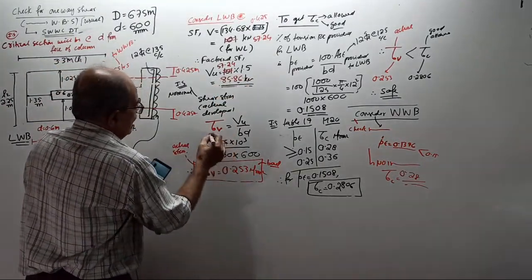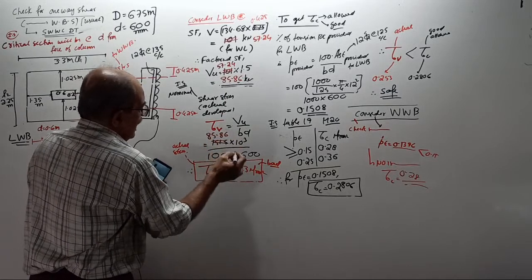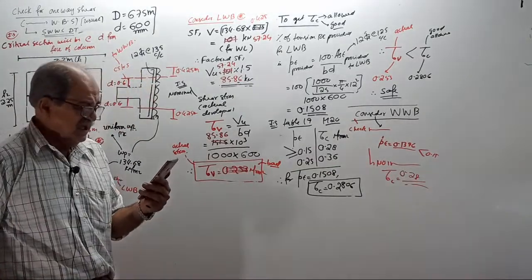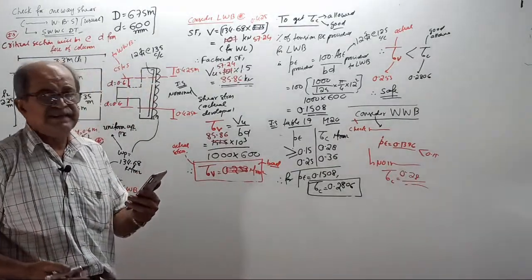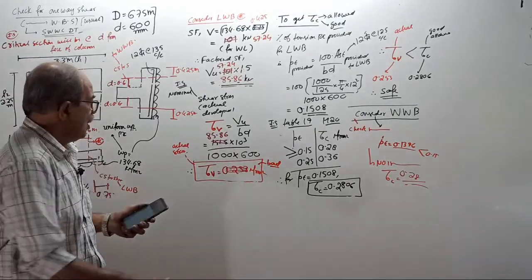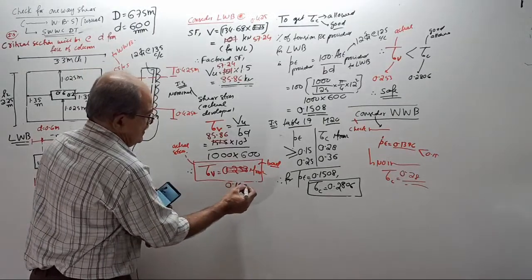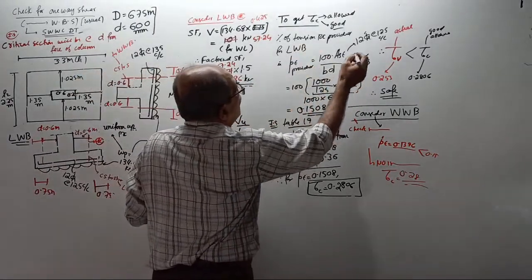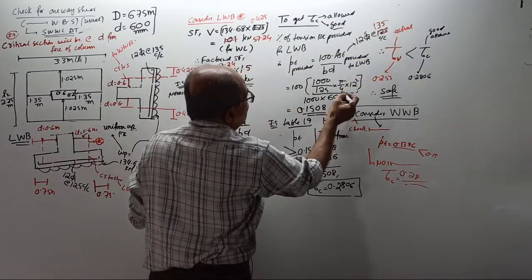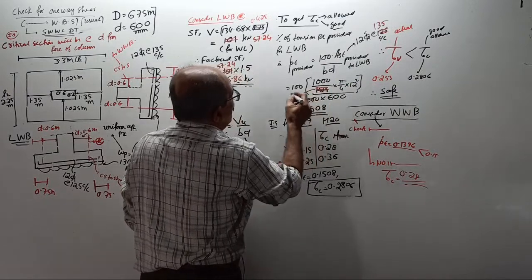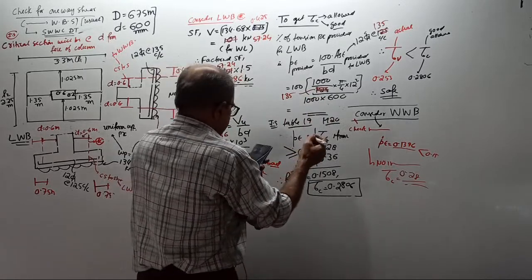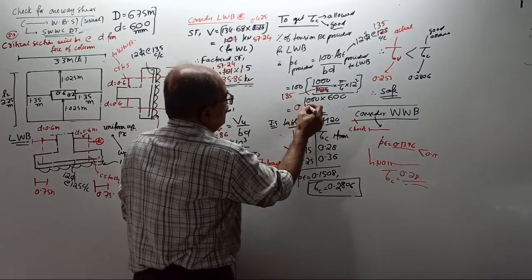Then 85.86 divided by this one. Answer, tau v. You can use Excel later. Excel is there with you. How much, percentage? 0.143. And PT, 12 mm bars at 135 centre. So here it is 135, not 125, 135. Percentage, I told you percentage, how much? 0.1396, correct?